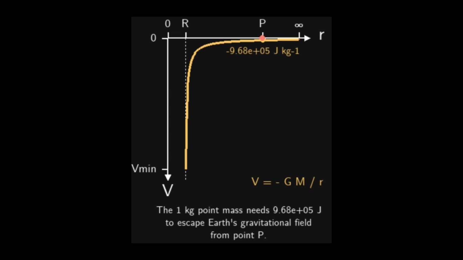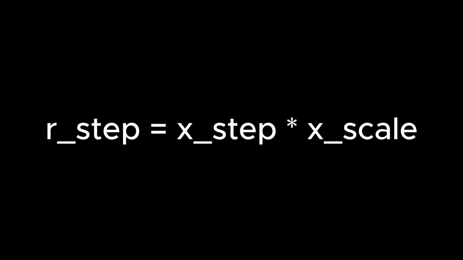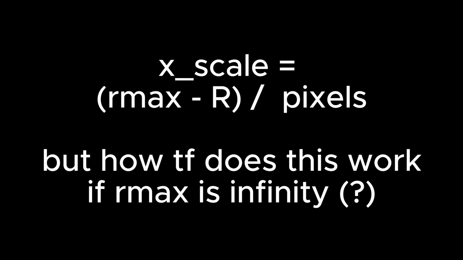So that really lies in the drawGraphPoint function in the graph class, and it depends heavily on a value called rstep. So rstep is what the step in the number of pixels per frame of the point mass corresponds to in terms of the actual physical distance. You might be asking what the upper bound of the distance is, since you can't really physically represent infinity meters.